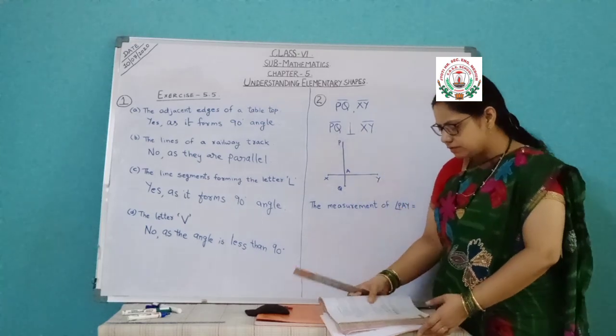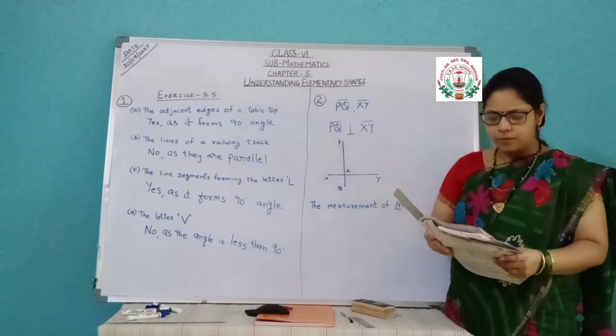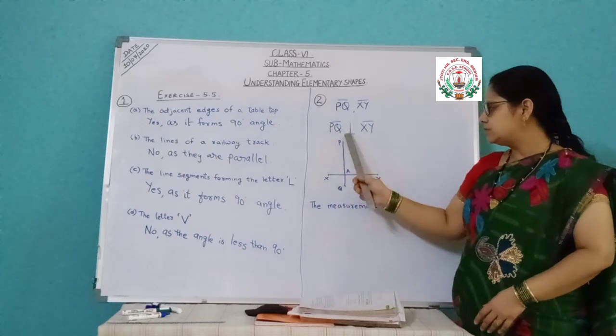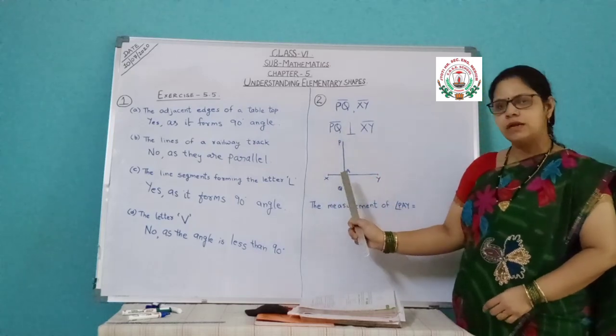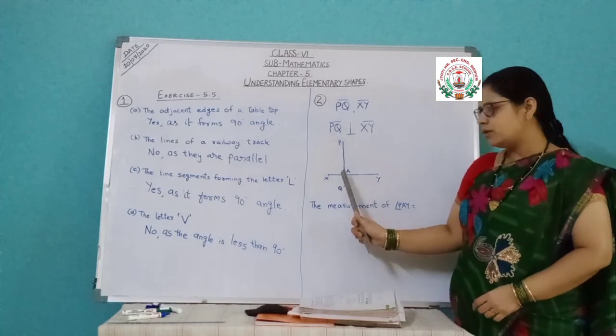And also it is given in the question: let PQ and XY intersect at the point A. Intersect means they have to cross each other. So suppose PQ and XY are intersecting, meaning crossing each other at the point A. Suppose this is the meeting point, or intersecting point, or crossing point.